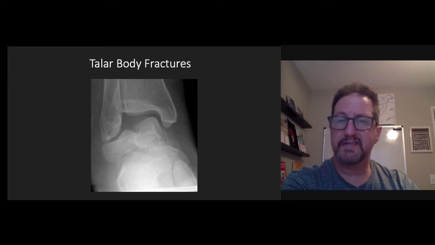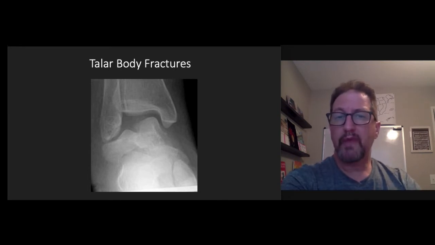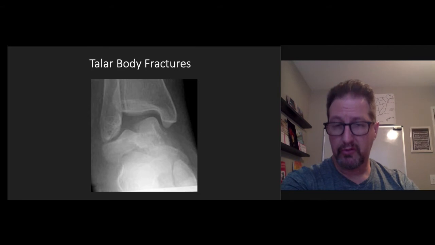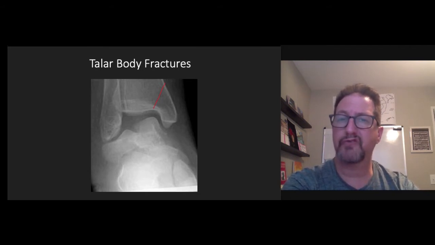Now, fixing these is actually harder than fixing a talar neck fracture, in the sense that it's harder to get at the talar body. It's bigger, so it's easier to fix once you can get to it. But the trick is trying to get to it. The way that is most commonly done is that you'll create a medial malleolar osteotomy. Some people will call this a medial malleolar cut down osteotomy. And it'll be lined like the line that I drew here.